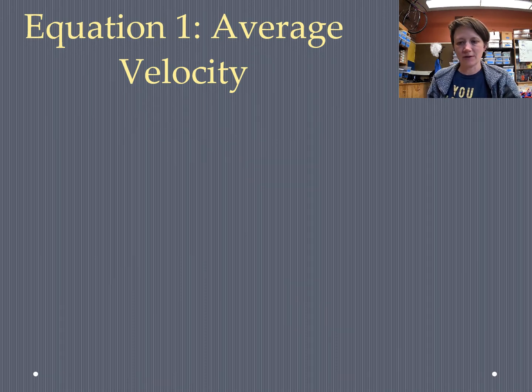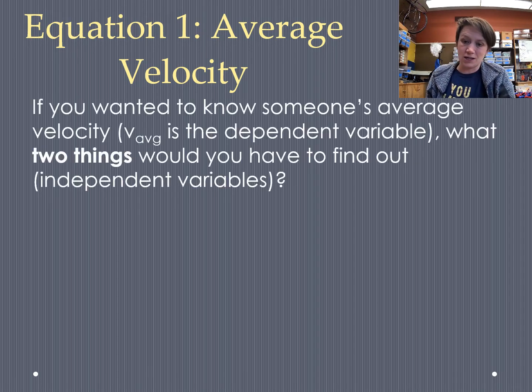All right, so let's figure out our first equation. This is going to be called the average velocity equation, and it's really useful to calculate the average velocity of any object in the world that is moving. So whenever we're trying to create an equation, we like to start by making that our dependent variable. So the question is, what does average velocity depend on? If there were things that you could measure to let you figure out the velocity, what 2 things would you have to measure to be able to calculate or predict an object's average velocity?